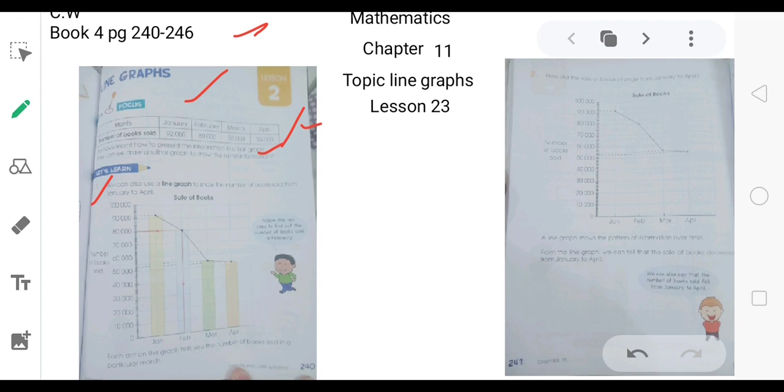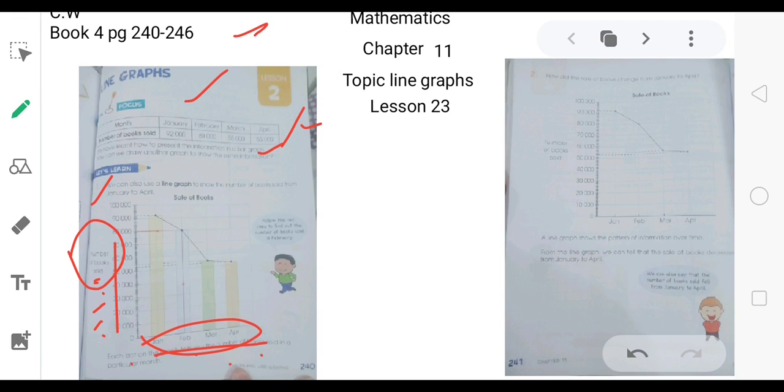This is the line graph. This is the vertical side and this one is the horizontal side. On the vertical side, he has taken the number of books sold, and on the horizontal side, he has taken the names of months. Is it clear? So listen to me. He has taken a difference of 10,000, starting from 0, 10,000, 20,000, 30,000, 40,000, 50,000, 60,000. And here he has taken the months, January, February, March and April.